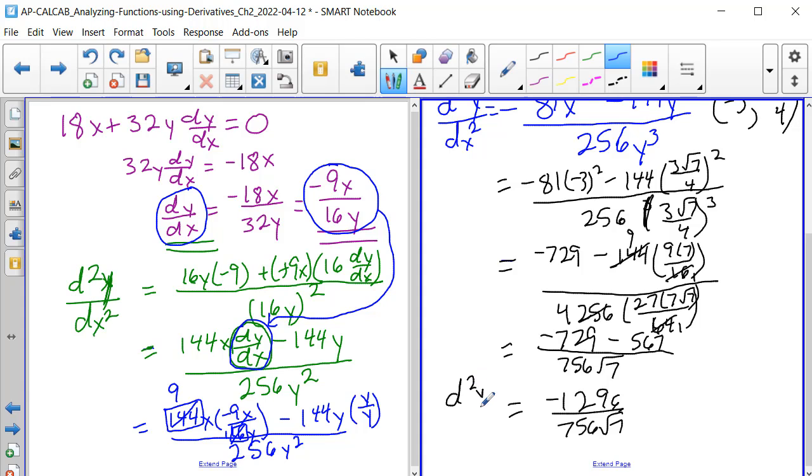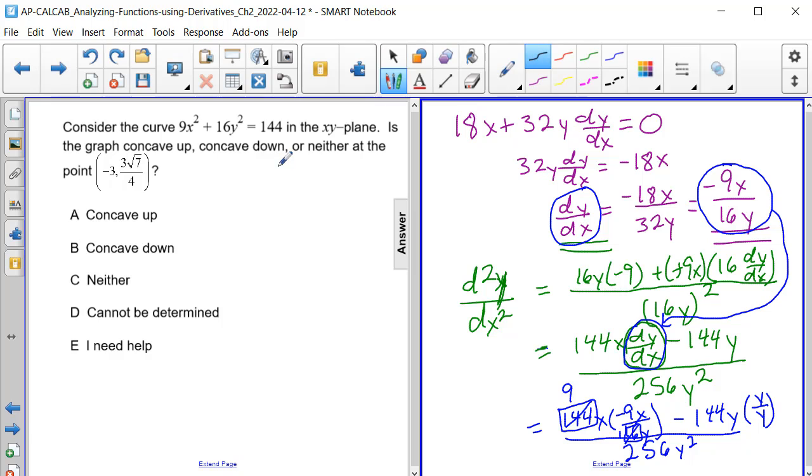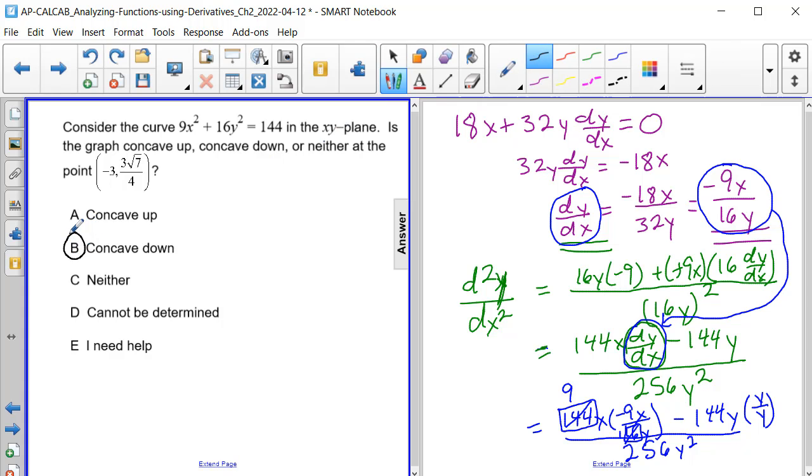And that's what the second derivative of y with respect to x at our point, negative 3, 3 square root of 7 divided by 4, is equal to. Notice that this number is negative, and when you have negative values from the second derivative, it means that our graph is concave down. Or appears to be in this type of format. So therefore, the correct answer for this question is answer choice B, concave down.